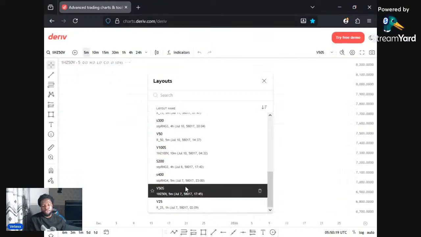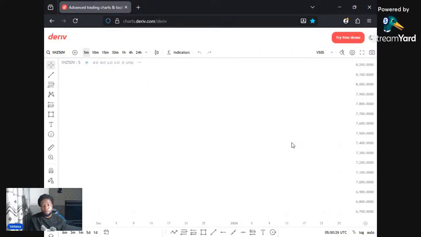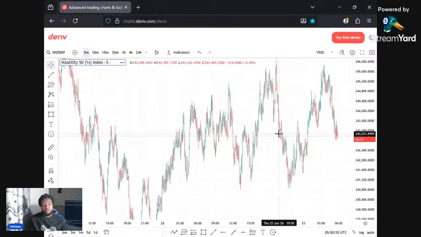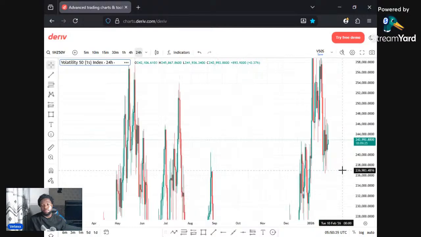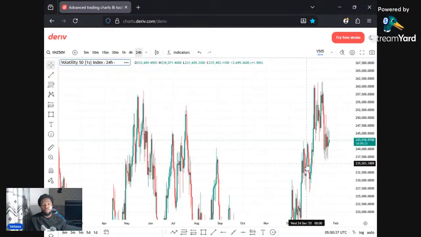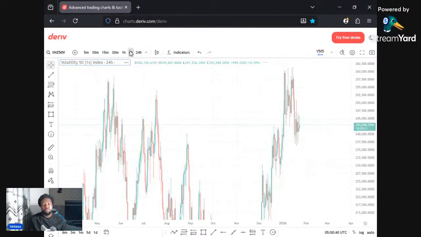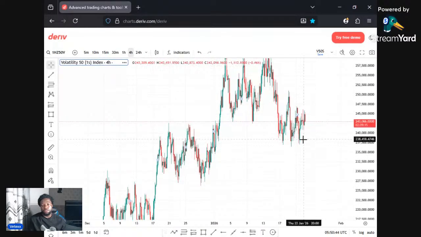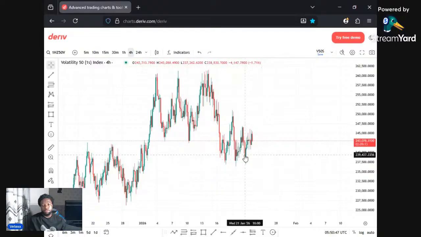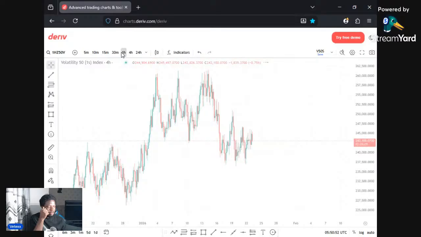So the next we are going to be checking is V51S. From the weekly time frame, V51S has smashed its target. On the 4-hour time frame, it has been consolidating for days now. So we don't have anything tangible on V51S. Let's check the 1-hour time frame and see if we're going to find anything good.